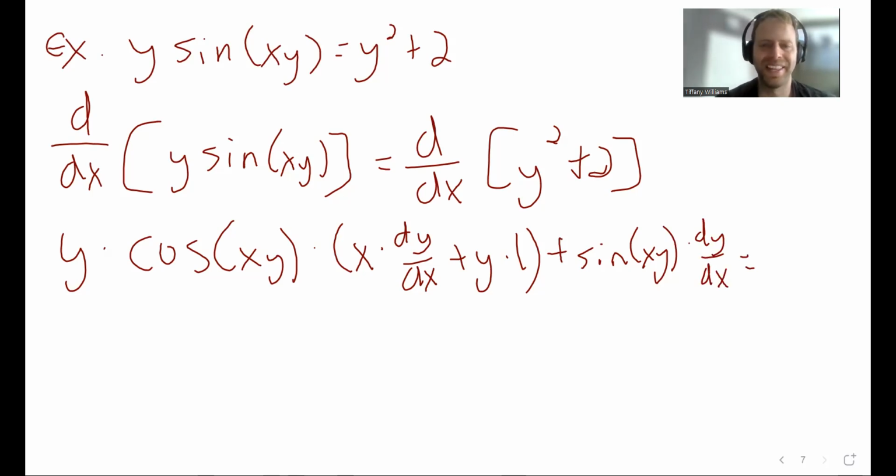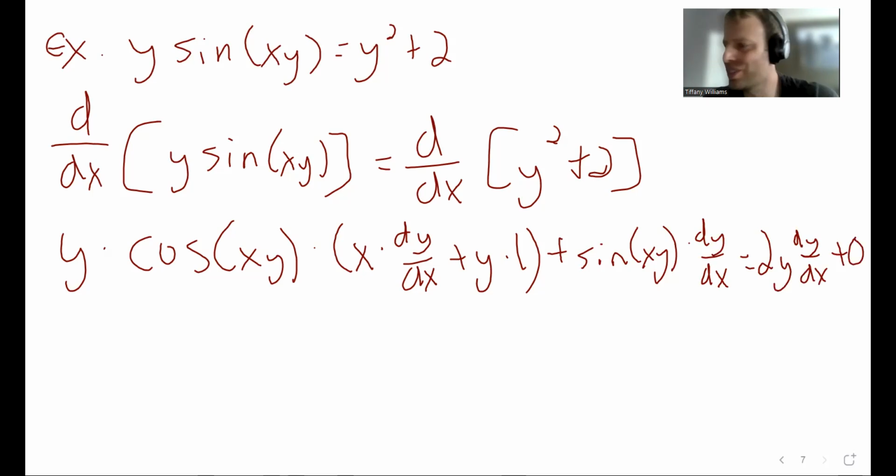All right. Now on the right side, we're going to take the derivative of y squared, and that's going to be 2y times dy dx. So that's the derivative of y. And then the derivative of 2, finally we got something easy for us, is just 0. It's barely able to squeeze it in. Okay?